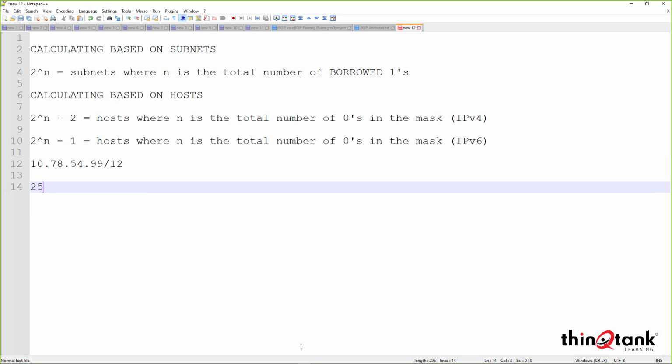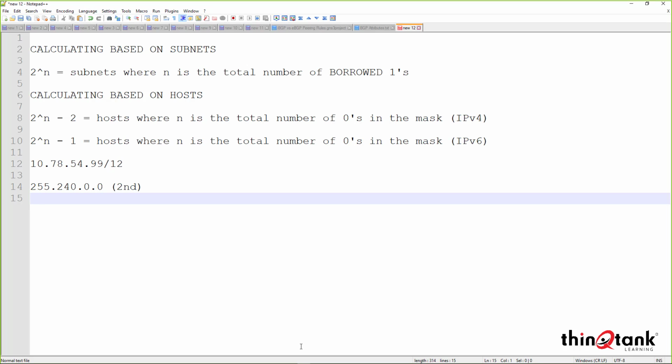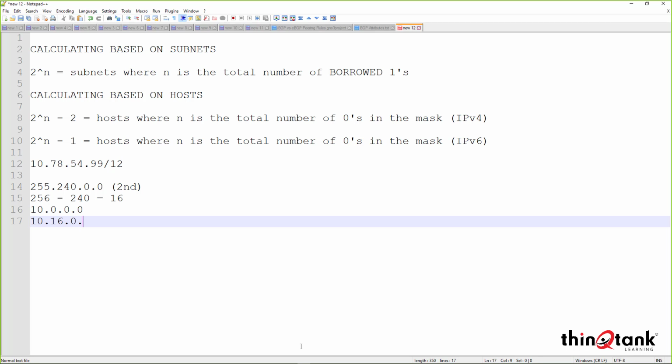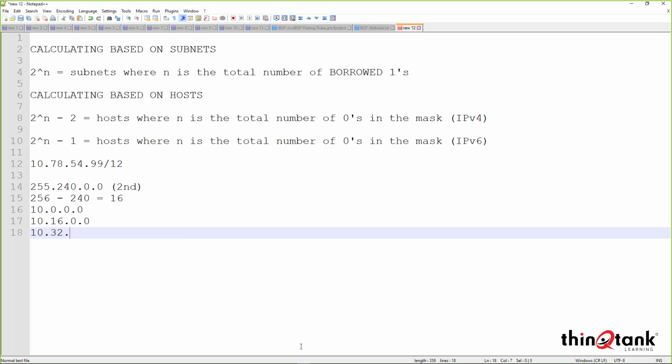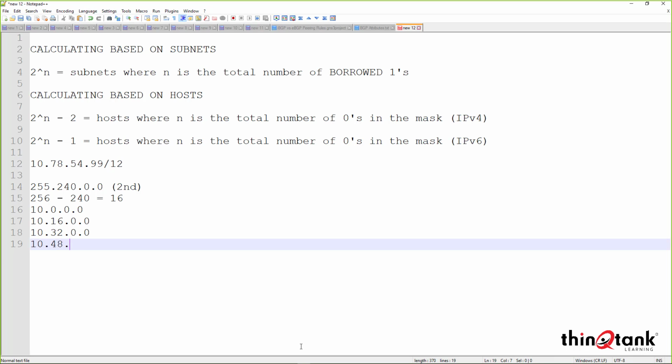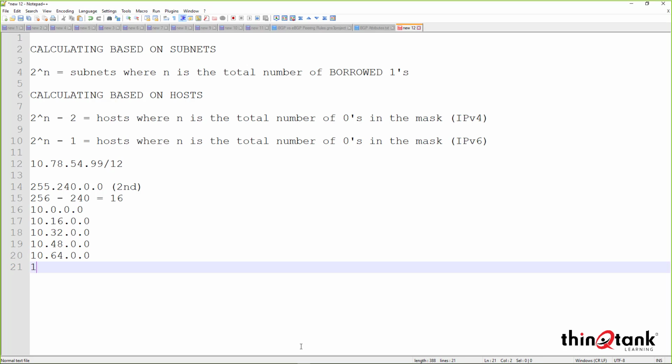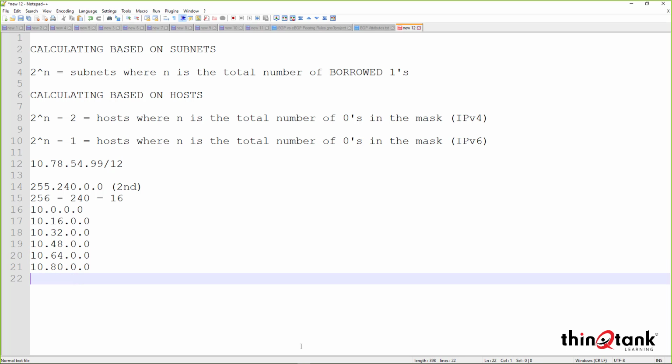So 255.240.0.0, that is the second octet, right? 256 minus 240 equals 16. So the first network is 10.0.0.0, 10.16.0.0, 10.32.0.0, 10.48.0.0, 10.64.0.0, 10.80.0.0, 10.96.0.0, and so on.